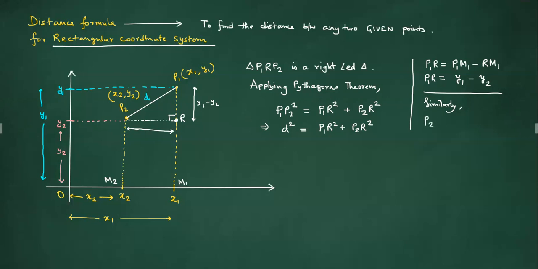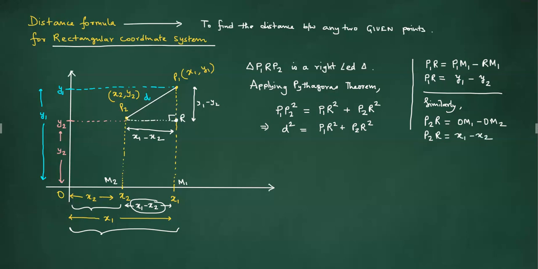Similarly, you can see that P2R is nothing but this distance, that is OM1, minus this distance, that is OM2. OM1 minus OM2, right? And that is going to give me this distance, which is x1 minus x2. And if this distance is x1 minus x2, then this one must also be equal to x1 minus x2. So similarly, we can prove that P2R is x1 minus x2. So from here, d square is equal to (y1 minus y2) whole square plus (x1 minus x2) whole square. So d is equal to the square root of (x1 minus x2) whole square plus (y1 minus y2) whole square.